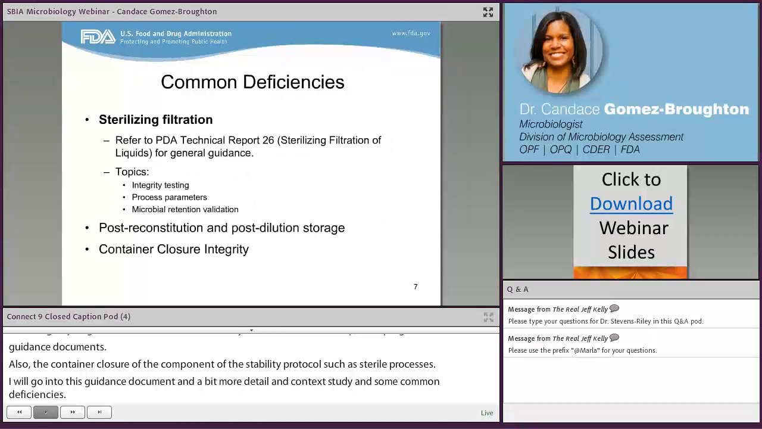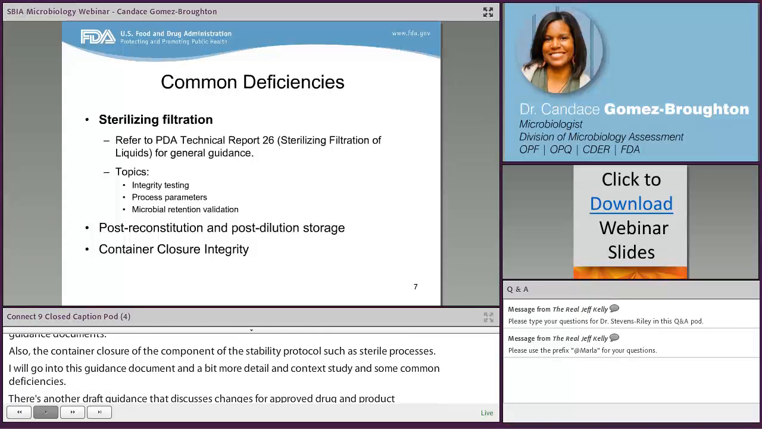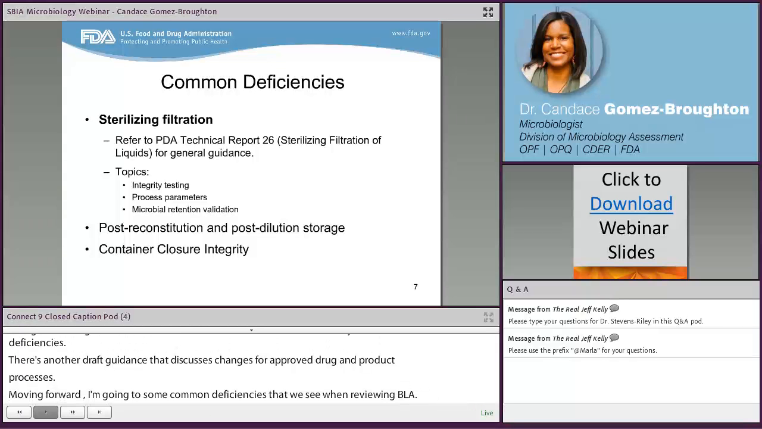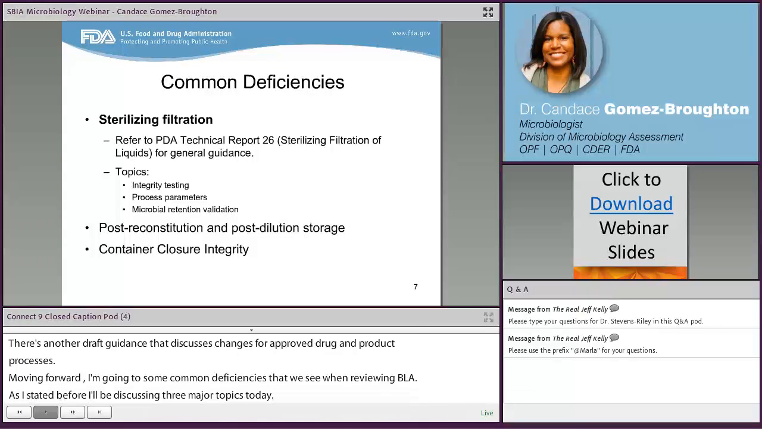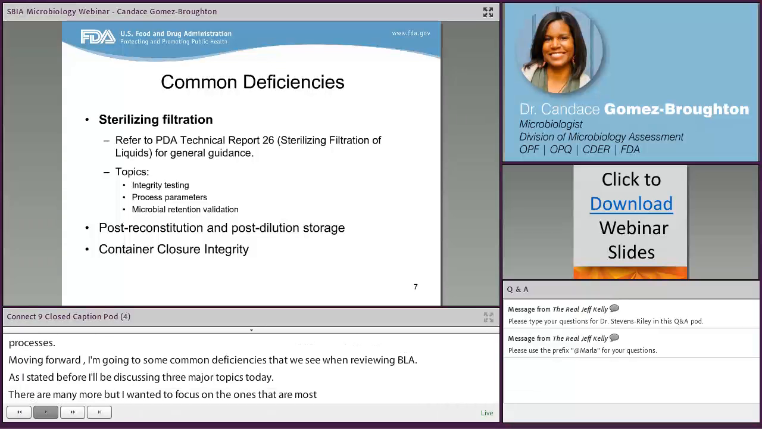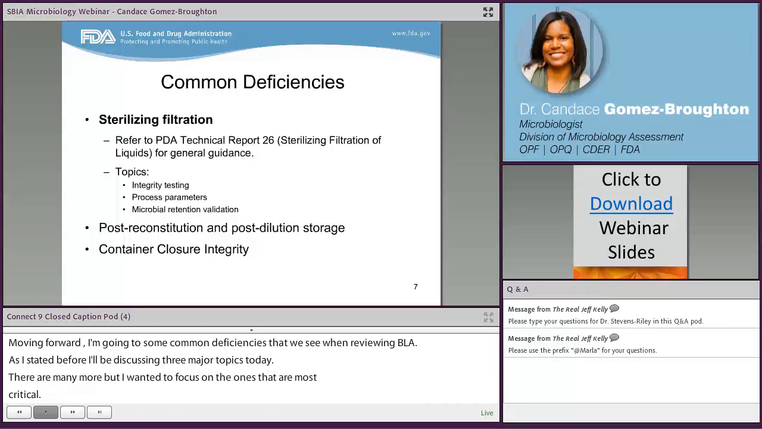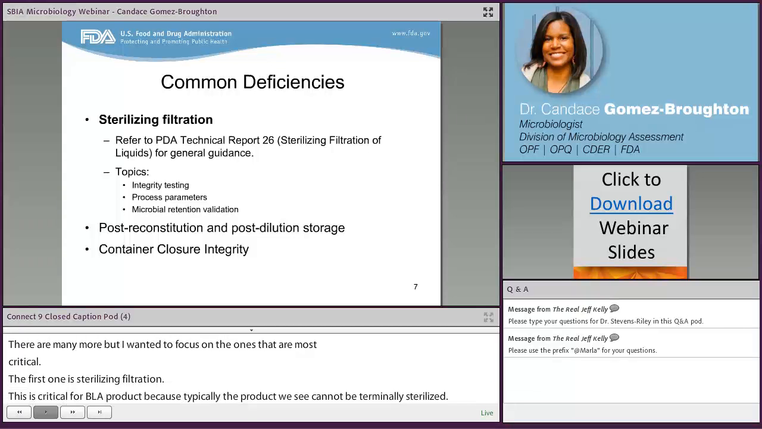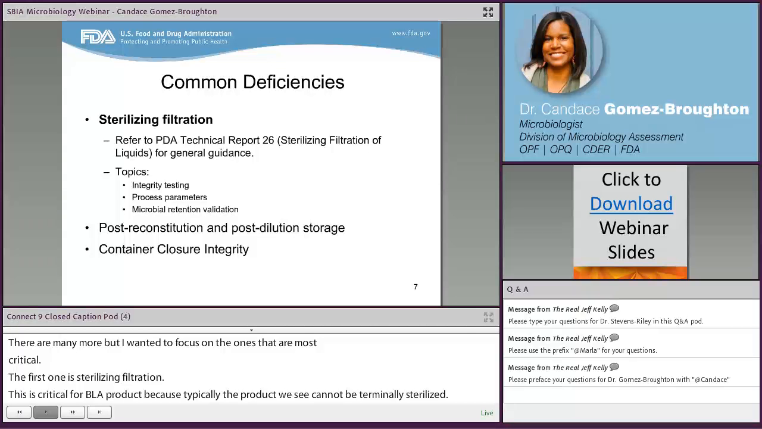Okay, so moving forward, I'm going to go into some common deficiencies that we see when we're reviewing BLAs. As I stated before, I'll be discussing 3 major topics today. There are many more, but I wanted to focus in on some of the ones that are most critical. The first one is sterilizing filtration. This is critical for a BLA product because typically the products that we see cannot be terminally sterilized. So the sterilizing filter and the sterilizing filtration process must be adequately validated and adequately described in the BLA so that we can be sure that the process is producing a sterile product at the end.